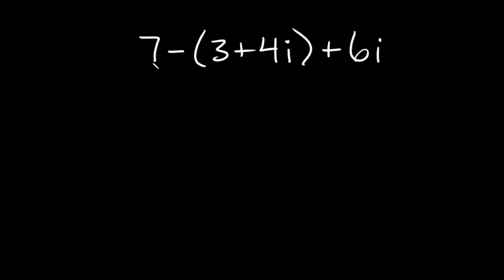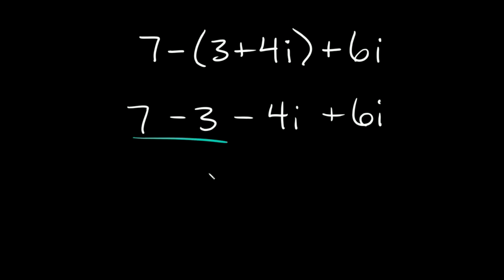All right, here's the last problem. So we have 7 minus, in parentheses, 3 plus 4i, plus 6i. Here you can see there's a negative sign in front of the parentheses, so we need to distribute that first. So here we're going to have 7, and then when we distribute this, we're going to get minus 3, and then negative times positive 4i is negative 4i. And then we have this positive 6i at the very end right there. So then again, if we simplify this, we have 7 minus 3, which is equal to 4, and negative 4i plus 6i is equal to positive 2i.